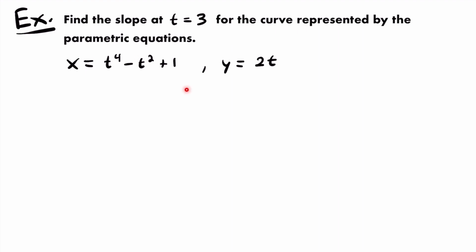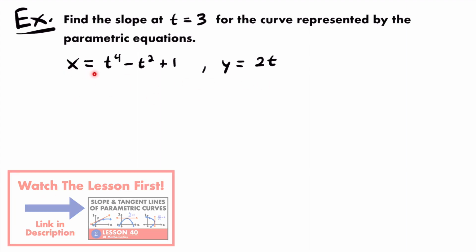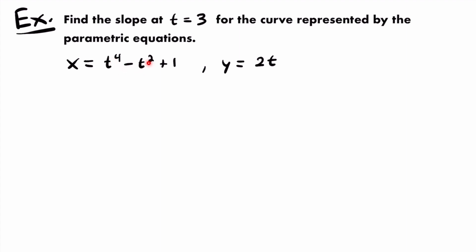All right, so here's our first example. We want to find the slope at t equals 3 for the curve represented by the parametric equations. And so here's our parametric equations. We have x is equal to t to the fourth power minus t squared plus 1, and y equals 2t.